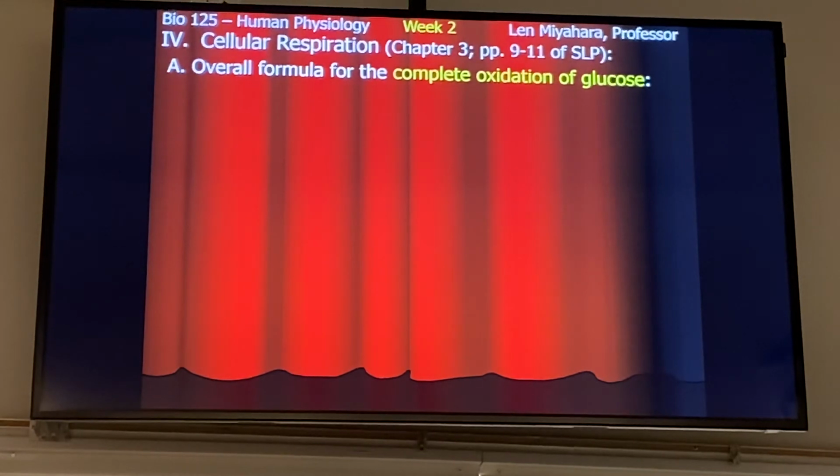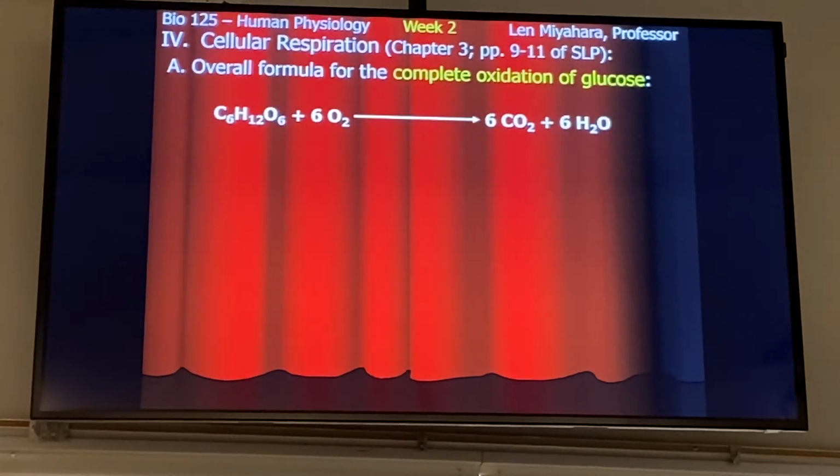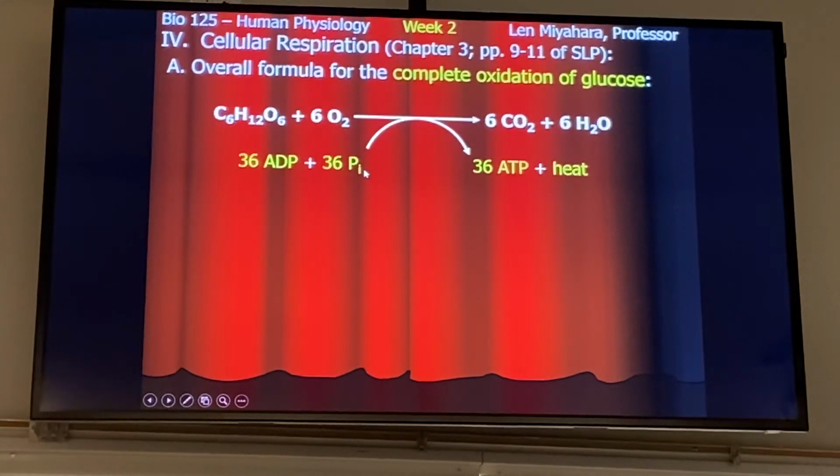Are we clear? Okay. This is the overall formula. Remember, glucose has 6 carbons, and there's an H2O for every carbon. You're going to need oxygen to completely oxidize the glucose, and your cells are going to convert that to 6 carbon dioxides and 6 waters. But by doing that, it's also going to put 36 inorganic phosphates, that's the I, no carbon here, on the 36 ADPs to generate 36 ATPs.